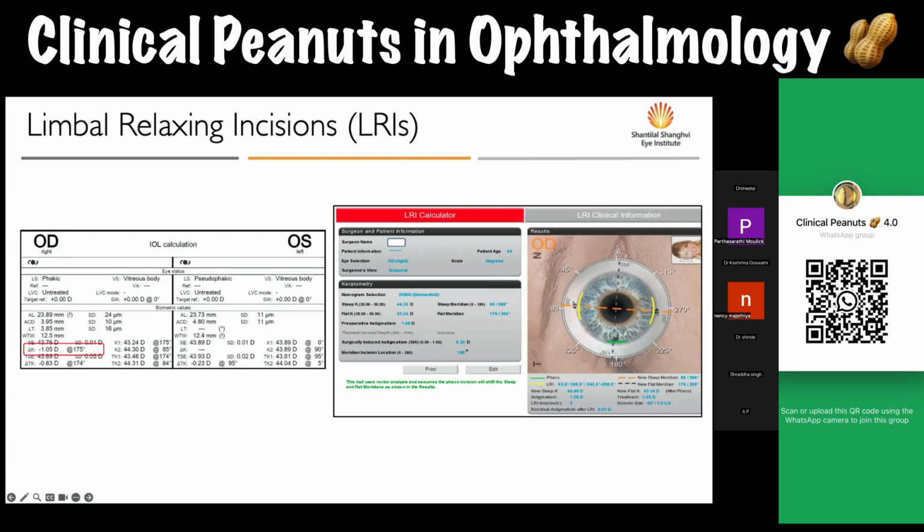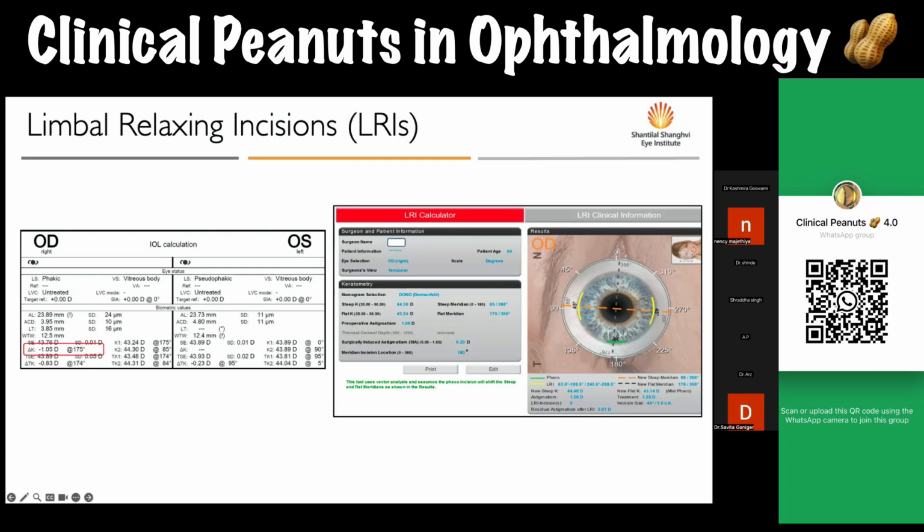These LRIs are dependent on the corneal thickness, on patient age, on the white to white of the cornea, and on various other parameters, and therefore it's very difficult to manually calculate this. Therefore, there is an online calculator that a lot of us have access to, freely available online, called the LRI calculator. This basically uses the nomograms which have already been set in. All you have to do is enter the patient details, and it spits out an image which allows you to manually mark and place these LRIs. Either you can make one LRI or two opposite clear corneal limbal relaxing incisions.